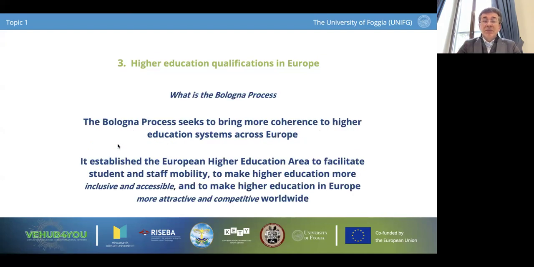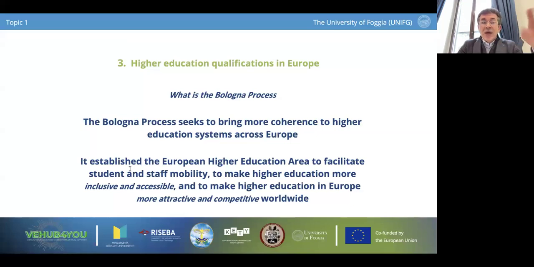What is the Bologna process? The Bologna process seeks to bring more coherence to higher education systems across Europe. It established the European Higher Education Area to facilitate students' mobility, to make higher education more inclusive and accessible, and to make higher education in Europe more attractive and competitive worldwide. Please pay attention to inclusive and accessible, and more attractive and competitive.